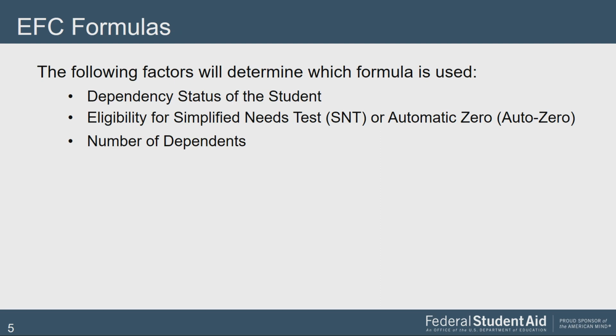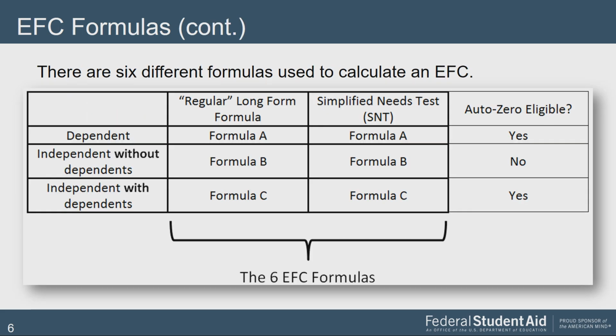Okay, the following factors will determine which formula is used. Dependency status, so you have EFC calculations for dependent students, independent students with spouses and no dependents, and independent students with dependents. Then the eligibility for the simplified needs test or auto zero EFC, and we'll get into the requirements for that later. And then the number of dependents that you have. So there are 6 different formulas used to calculate an EFC.